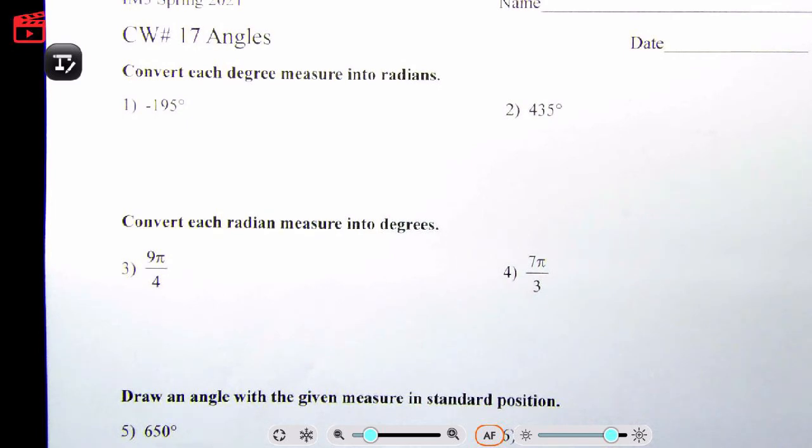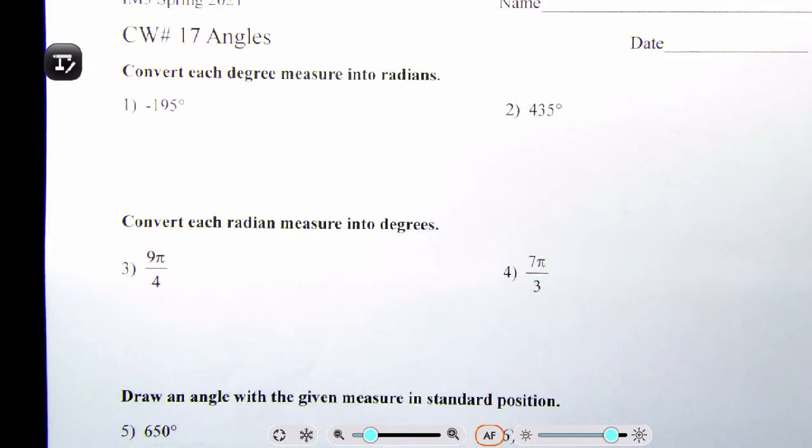This is going to be an examples video. If you're in my class, this is going to be very similar to classwork number 17, all things angles. If you're not in my class, that's fine. You're going to be able to see all of these worked out. If you haven't already watched part 1 of the lecture for angles, go ahead and do so, so you have an idea what we're talking about. All right, let's go ahead and jump in.